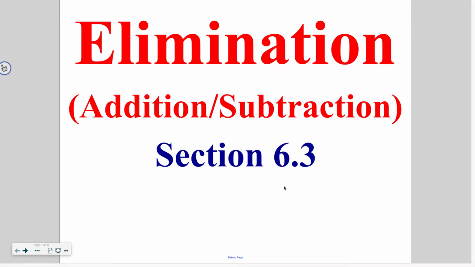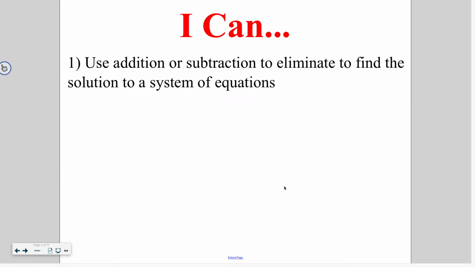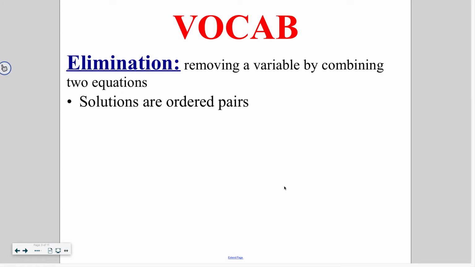Hello class, today we're going to talk about section 6.3, which is elimination involving addition or subtraction. By the end of today's lesson, you will be able to solve systems of equations using elimination. Last lesson we talked about substitution, which is one of the options to algebraically solve systems of equations. Elimination is our next option. This is combining the two equations to get rid of one of the variables.